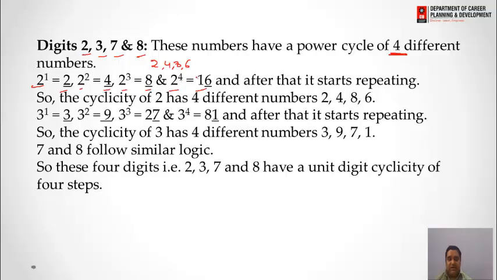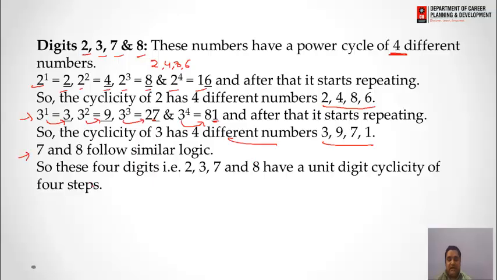In this way we have the answer for 2 power anything. It means the cyclicity of 2 is 2, 4, 8, 6. In the same manner, the cyclicity of 3: 3 power 1 is 3, 3 power 2 is 9, 3 power 3 is 27, so 7 is the unit digit. 3 power 4 is 81, so 1 is the unit digit. Again, 3 has 4 different numbers as a unit digit, that can be 3, 9, 7 or 1.